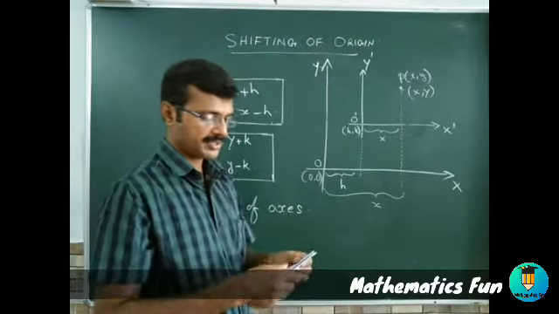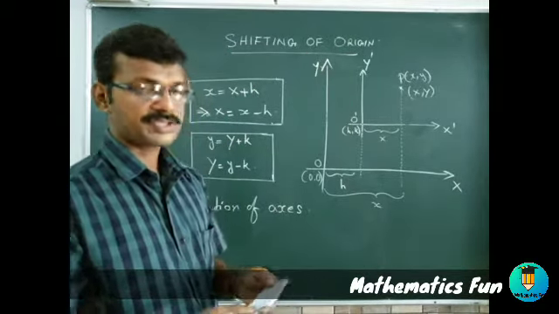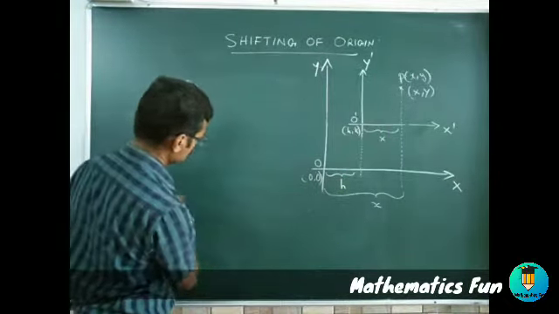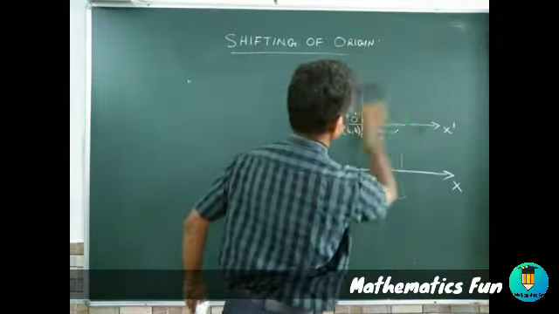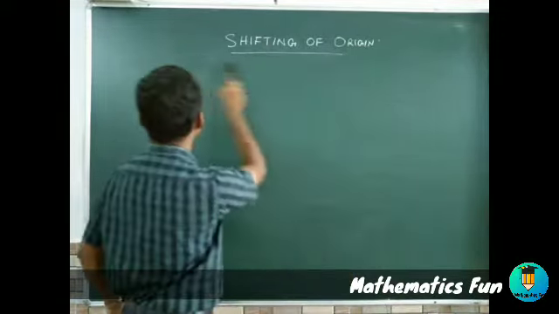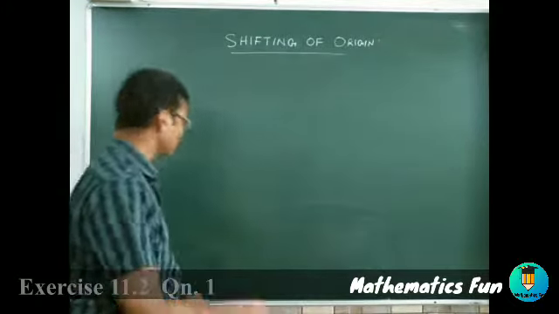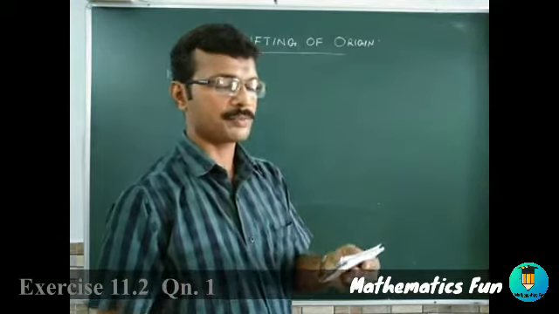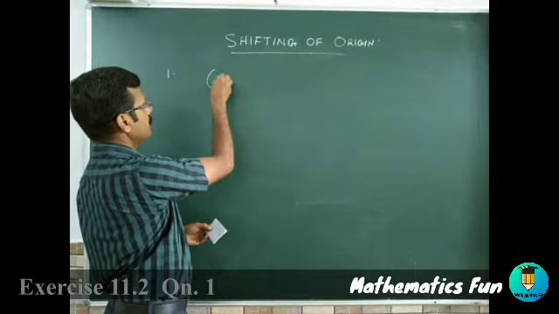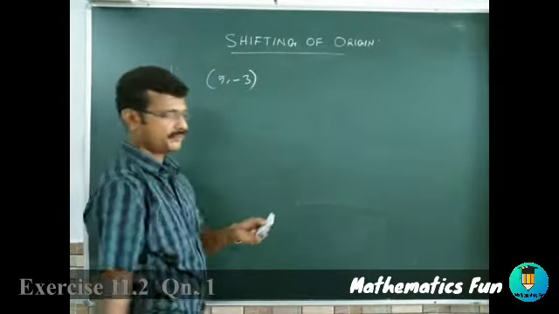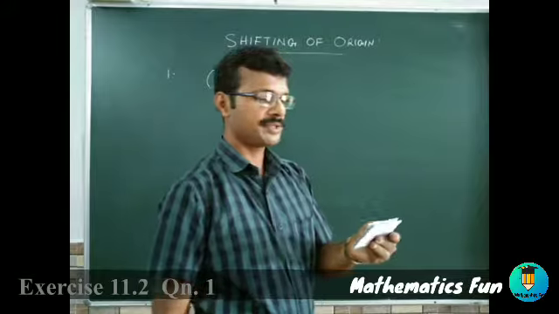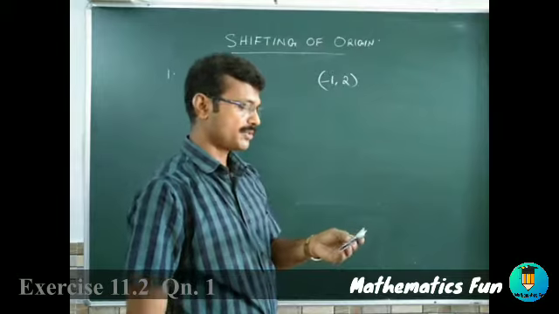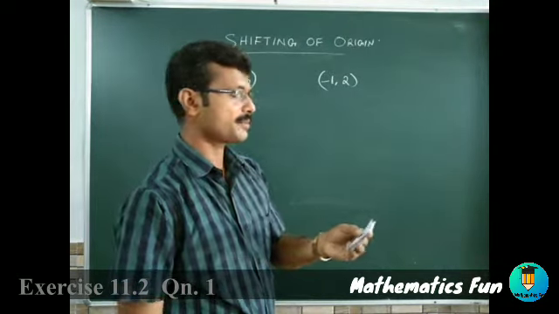There is exercise number 11.2. We will do first of all question number 1. Question number 1. The question says, find the new coordinates of the point 5 comma minus 3 if the origin is shifted to the point minus 1 comma 2. Origin is shifted to the point minus 1 comma 2. We have to find out the new coordinates of the point.